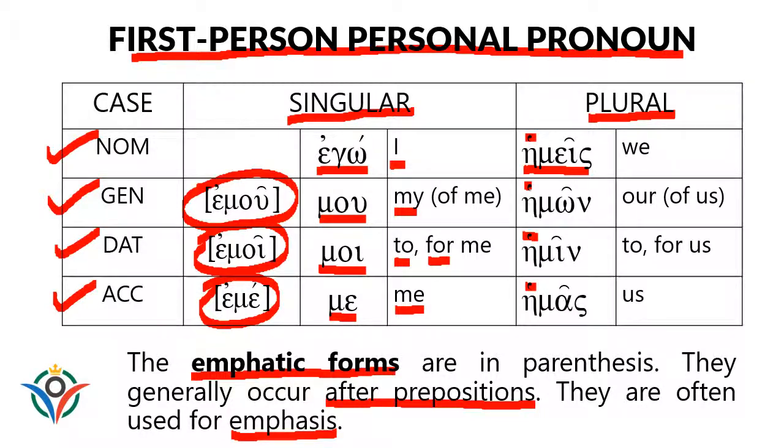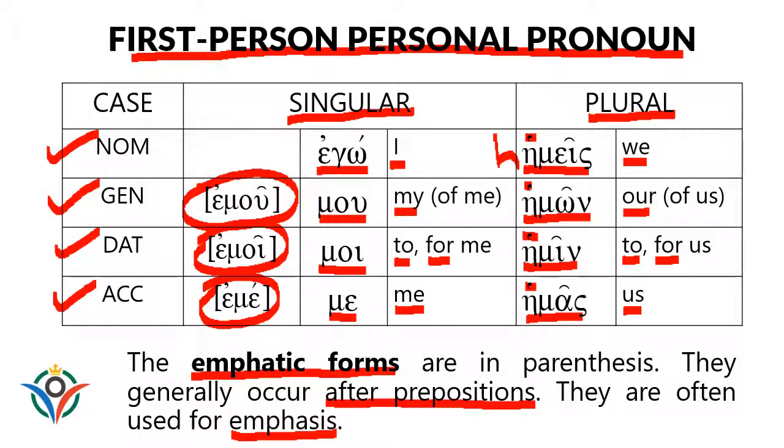And so we're going to pronounce it with an H in front, and we translate that as we. The genitive plural is hemon, translated our. The dative plural is hemin, translated to or for us. And the accusative plural is hemas, which we translate as us.